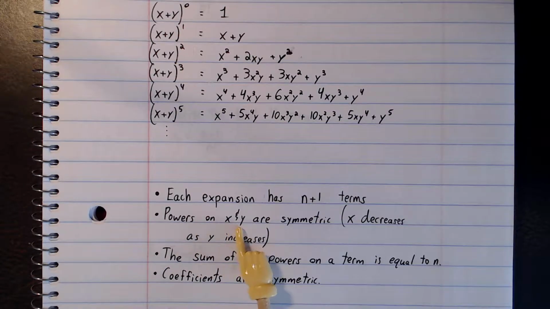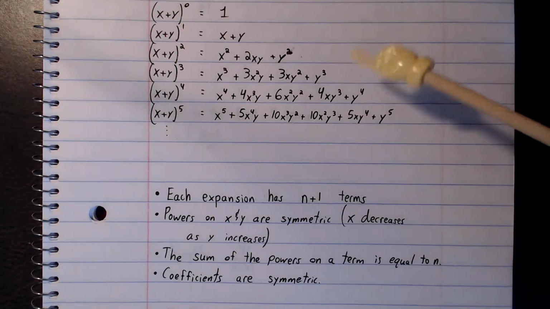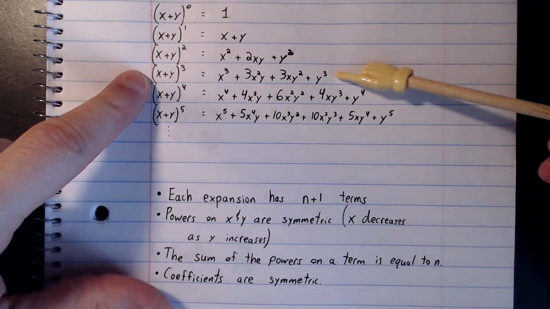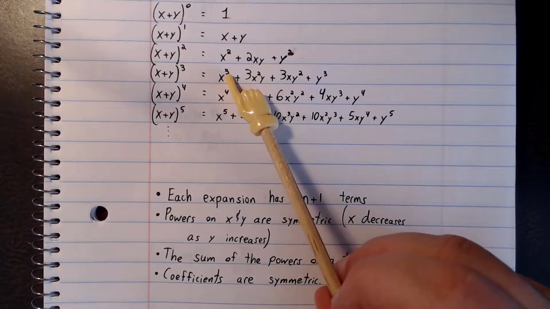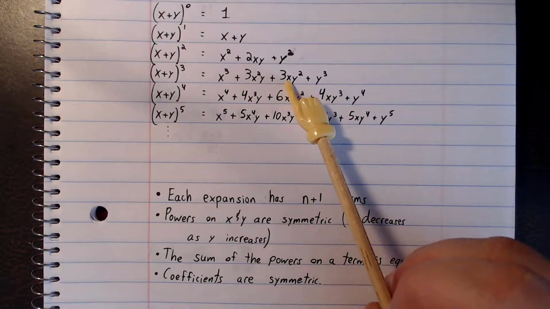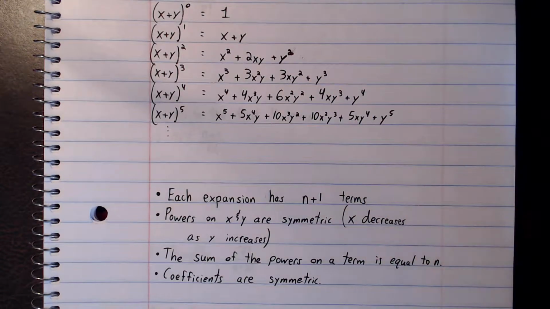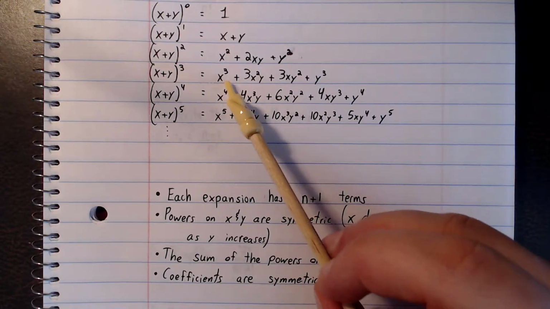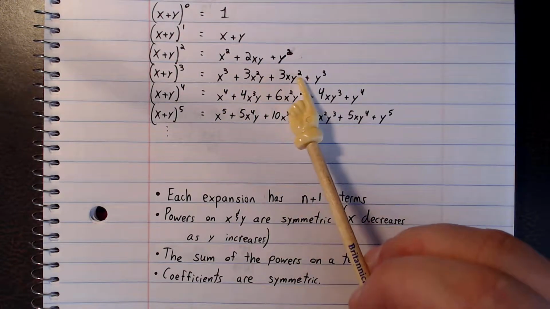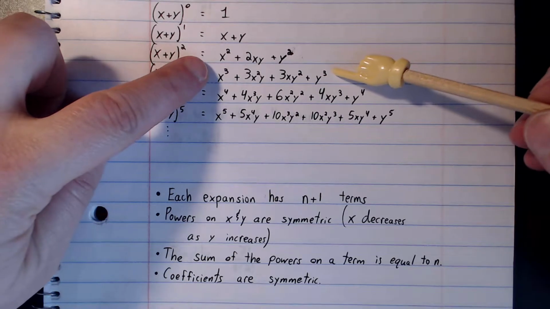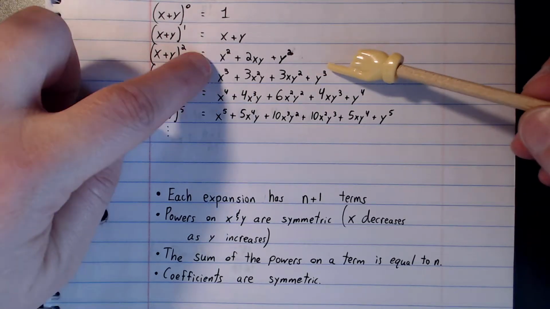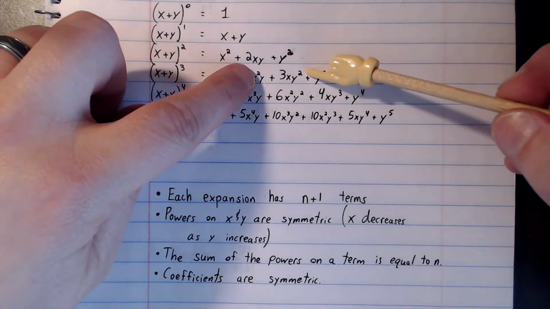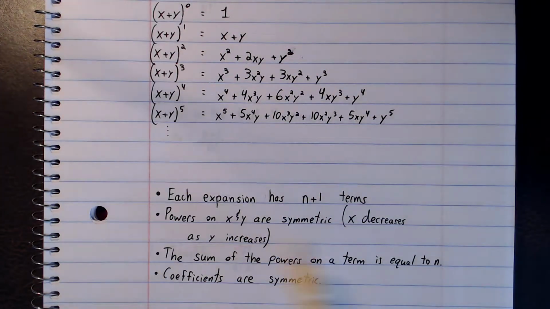Second, the powers on x and y are symmetrical. Specifically, x is going to decrease as y increases. For example, if we look here at the third expansion, we have a power of 3 on x, and it goes down to 2, power 1, and then no power at all, 0. And if we look at y going this way, we have power of 0 on y, which is why it's not here, power of 1, power of 2, power of 3. So if we look heading in on x and on y, they're symmetrical. So that's something we just noticed here.